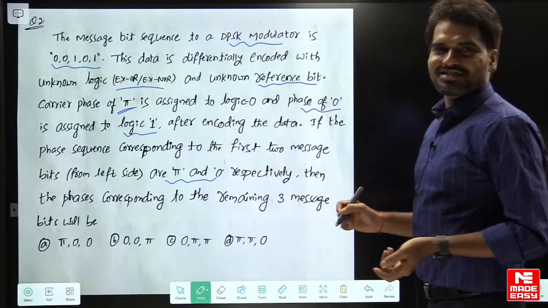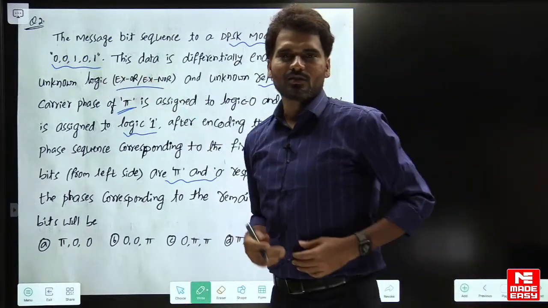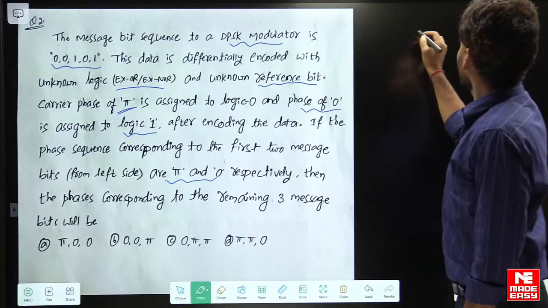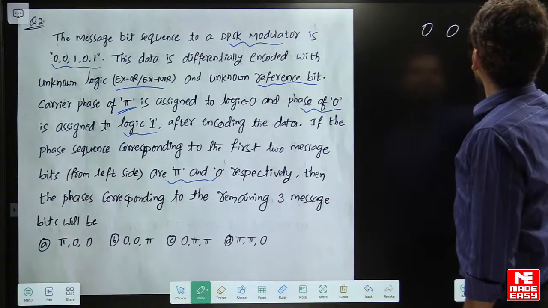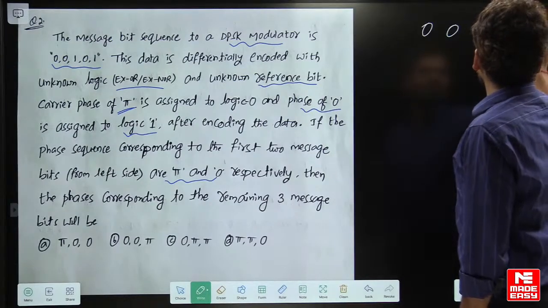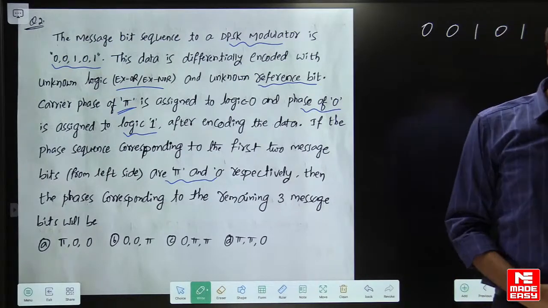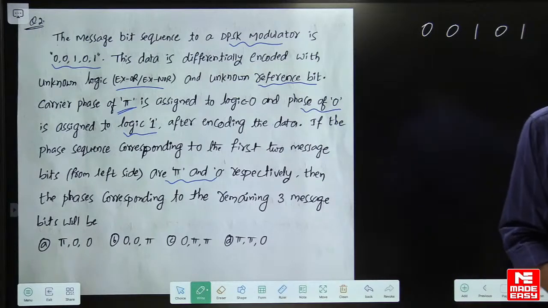The message sequence is given as 00101, so 0, 0, 1, 0, 1. That is the message sequence.